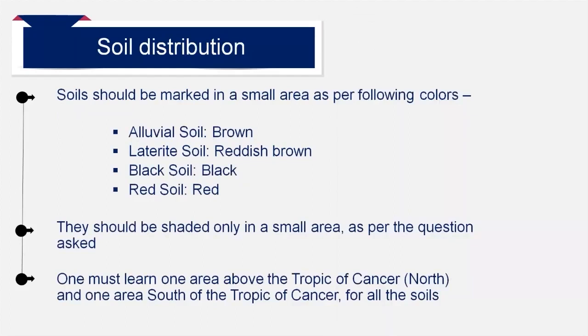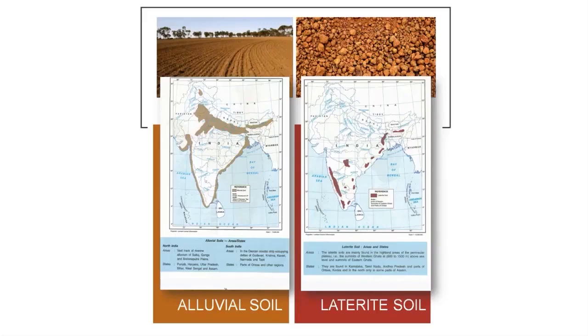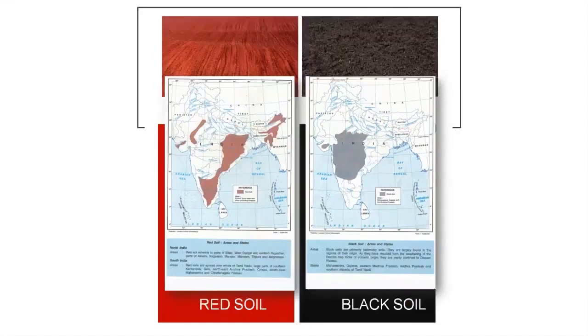While marking soils, you have to keep in mind several points. First of all, right colors have to be used, that is, black for black soil, red for red soil, light brown for alluvial soil, and reddish brown for laterite soil. You must not shade more area than required. For example, black soil can be marked near Tapi River in a small circle. You must learn one area above Tropic of Cancer or in north and one area south of Tropic of Cancer for each type of soil.